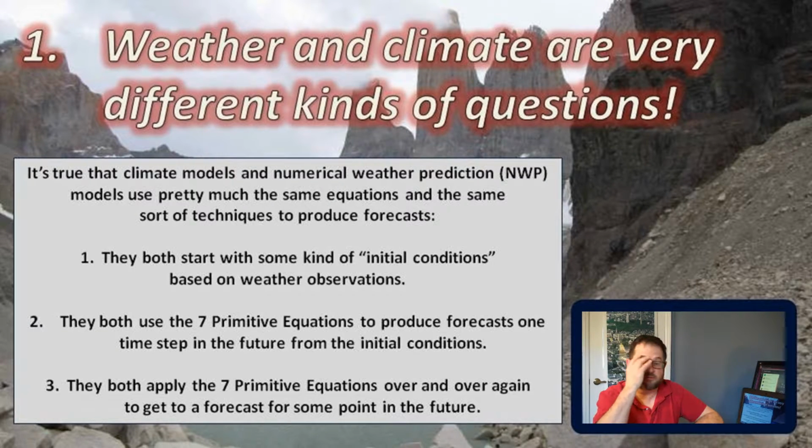In the climate models, it works very much the same way. We start with observations at some particular time, January 1st, 2000, and then we iterate 100 years forward into the future. Both of these models use the same equations, the 7 primitive equations, to produce their forecast for one time step in the future, and then just repeat that process. In the case of a numerical weather prediction model, it might be a few thousand times to get a 24-hour forecast, a 36-hour forecast. In the case of a climate model, it might be billions and billions of times to get out to a 100-year forecast.